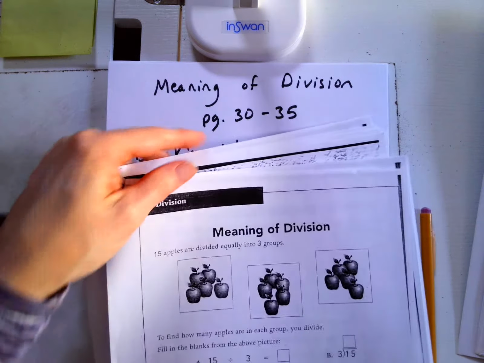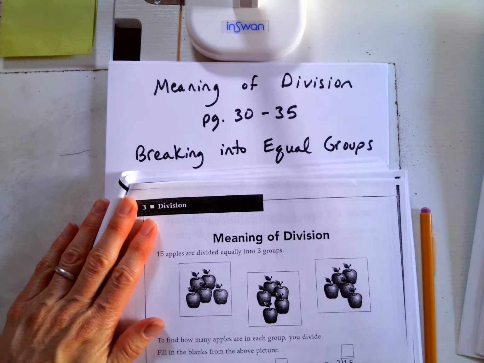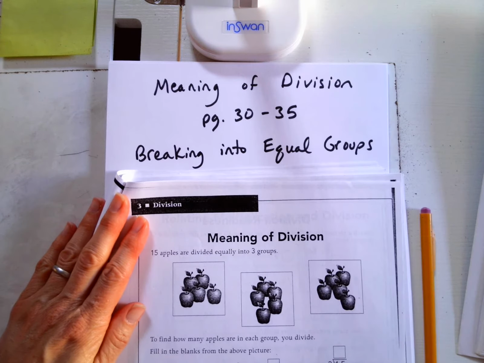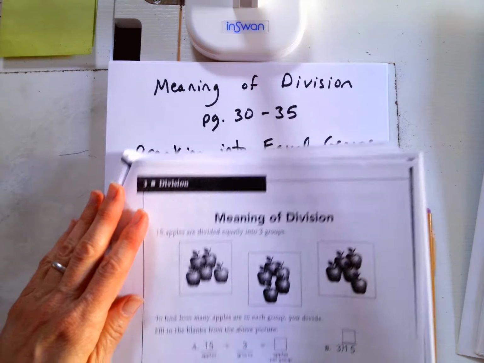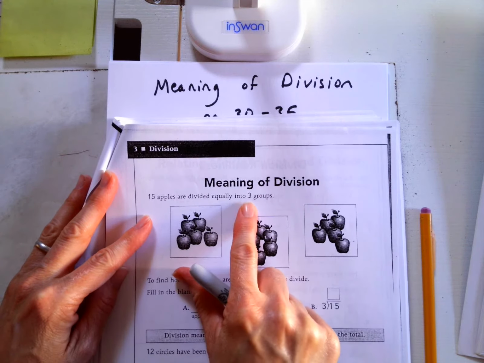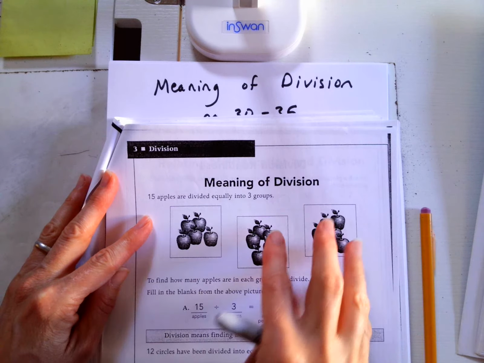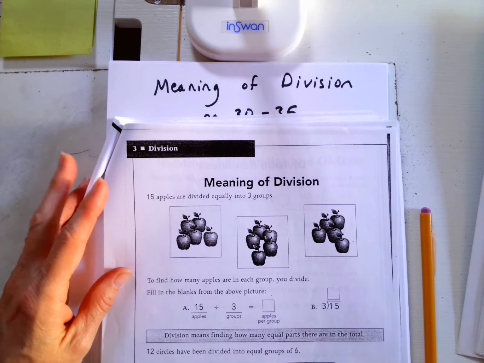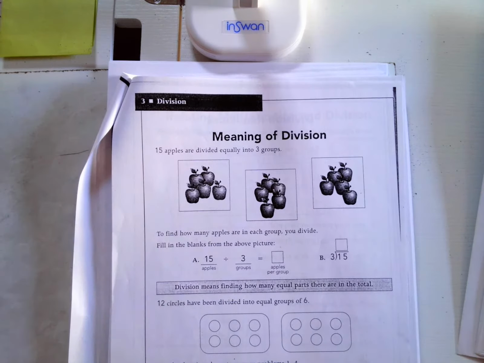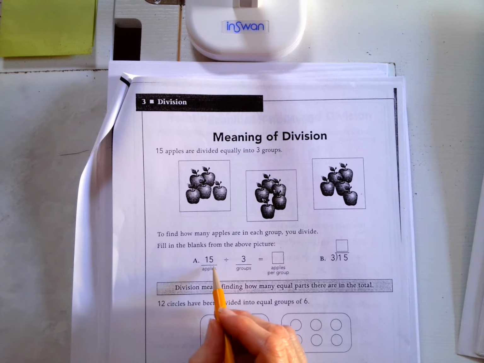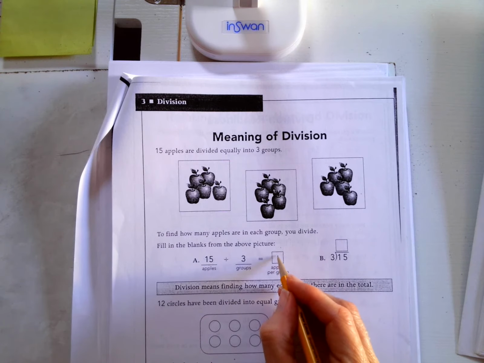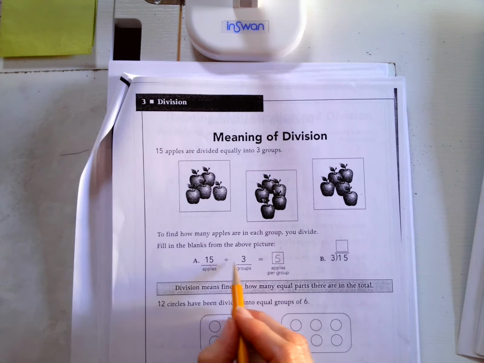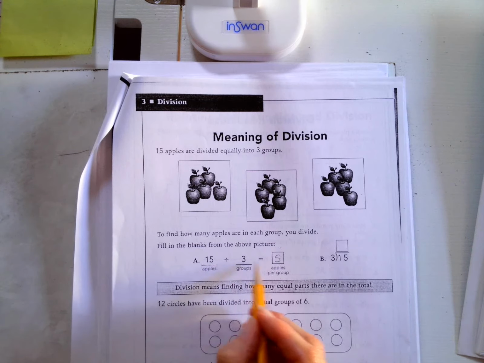And you'll notice that the book focuses on page 35 into this idea of division as breaking into equal groups. And we see that here in the example. 15 apples are divided equally into 3 groups. So they take the 15 apples and they put them into 3 groups, and we can see there are 5 apples in each group. So the number sentence is 15 divided by 3 equals 5. And when we see division this way, we just read it left to right as we see it. 15 divided by 3 equals 5.